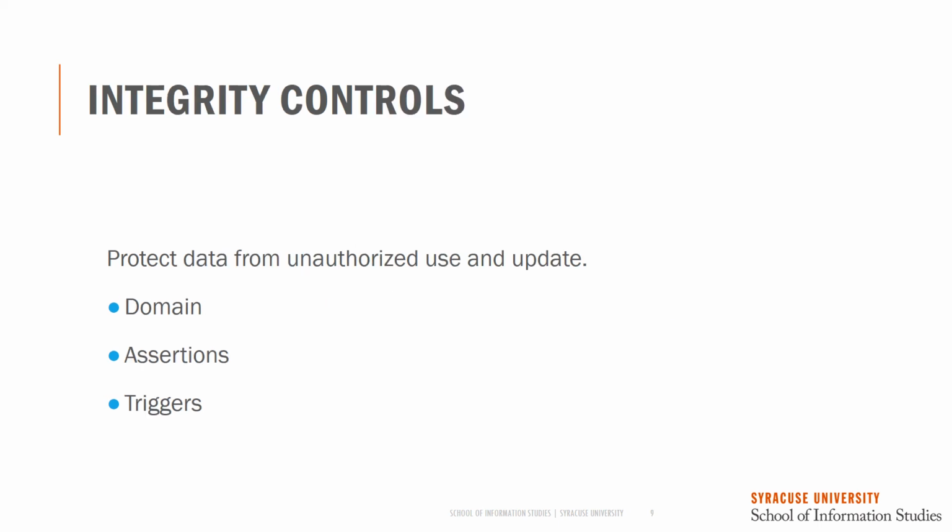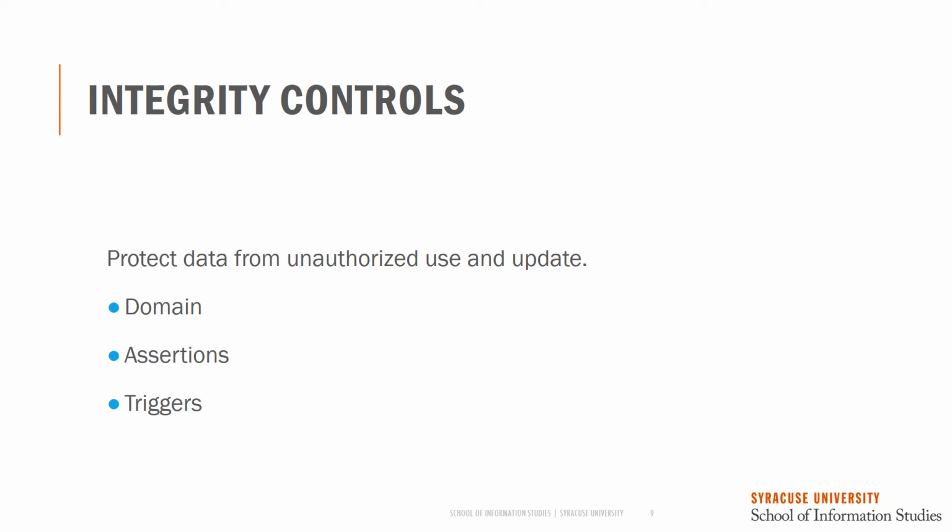So the next method is integrity controls. Integrity controls protect data from unauthorized use and update. Often, integrity controls limit the values a field may hold and the actions that can be performed on data, or trigger the execution of some procedures, such as placing an entry on a log to record which users have done what with which data.